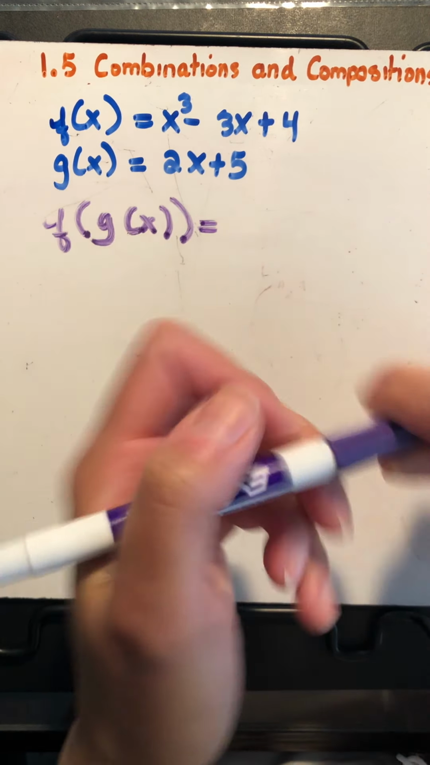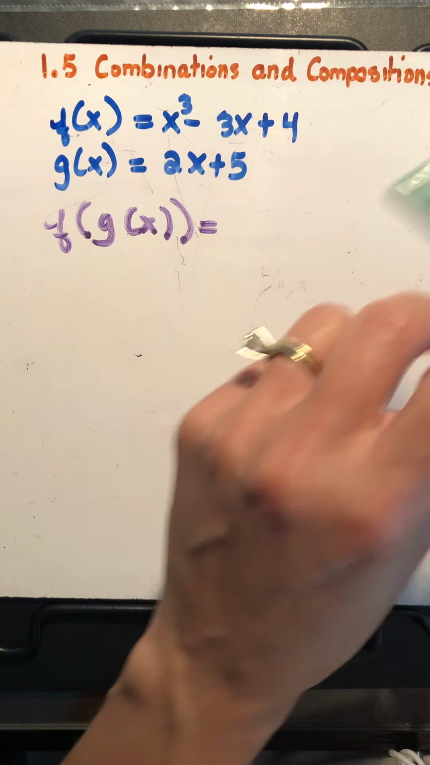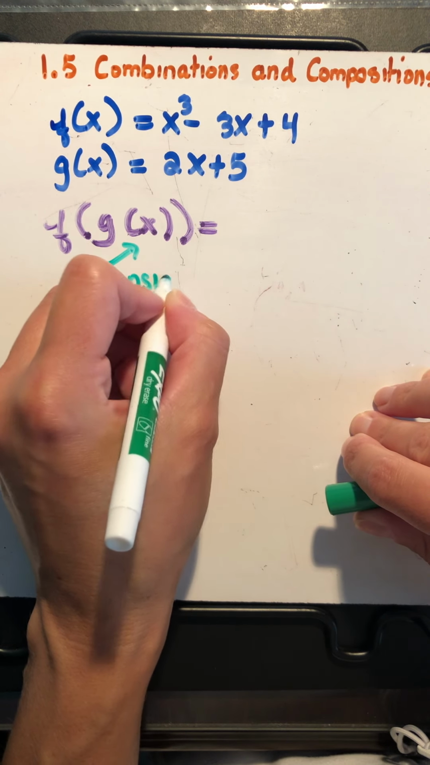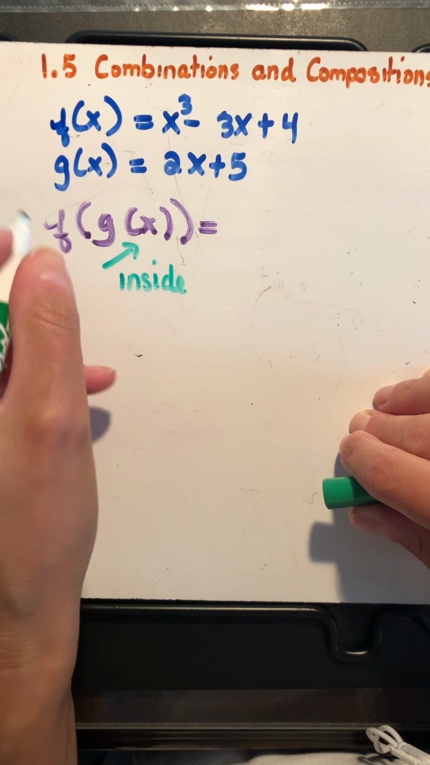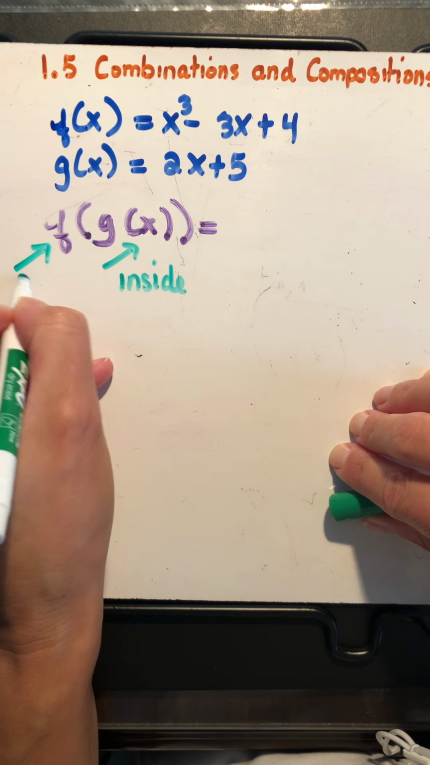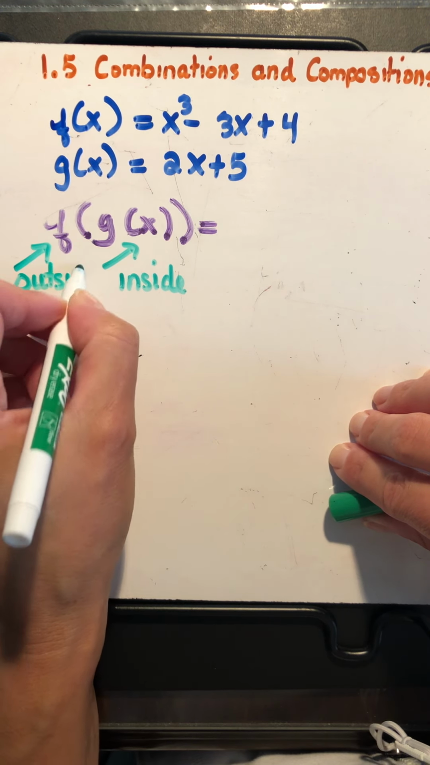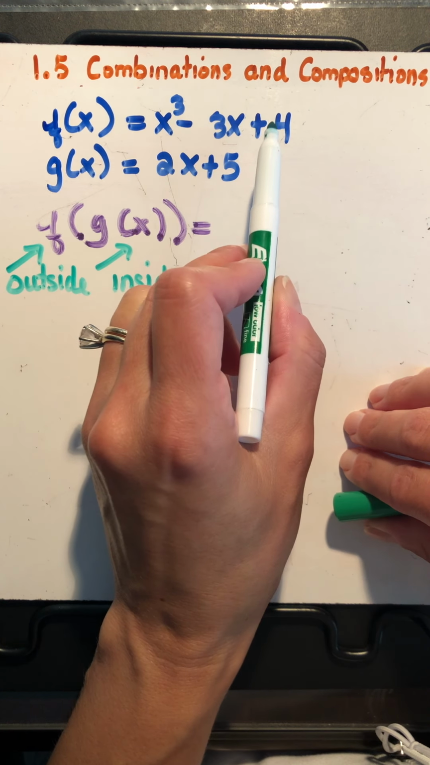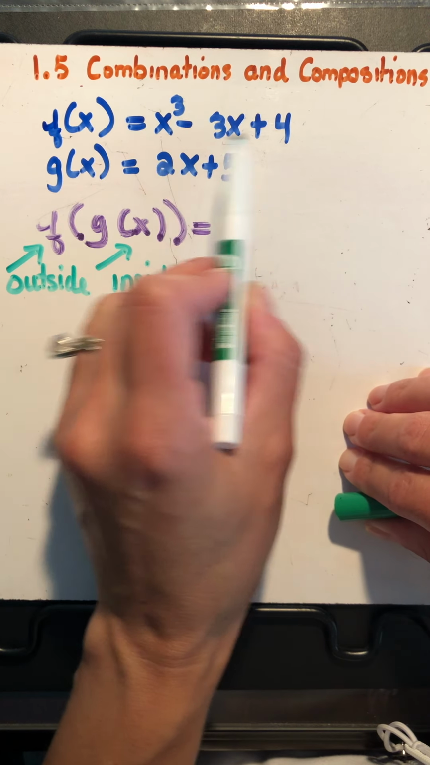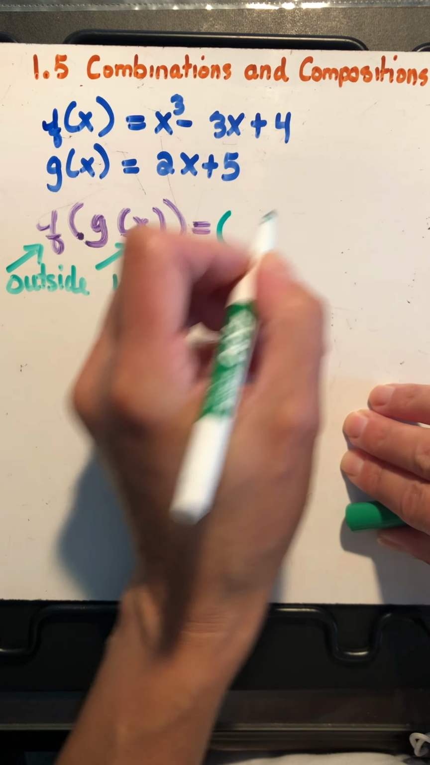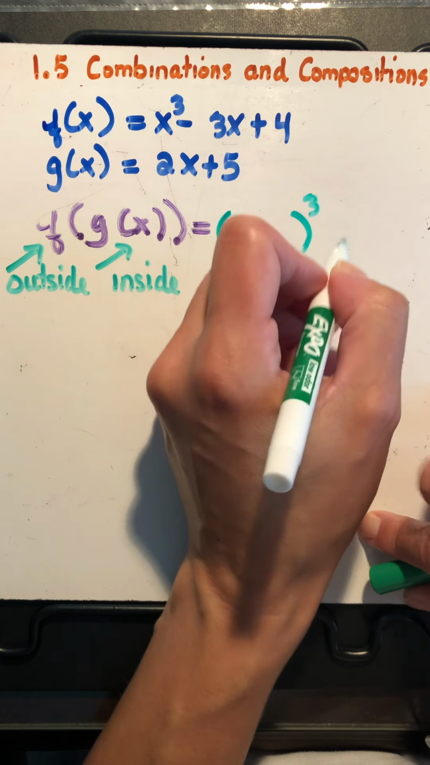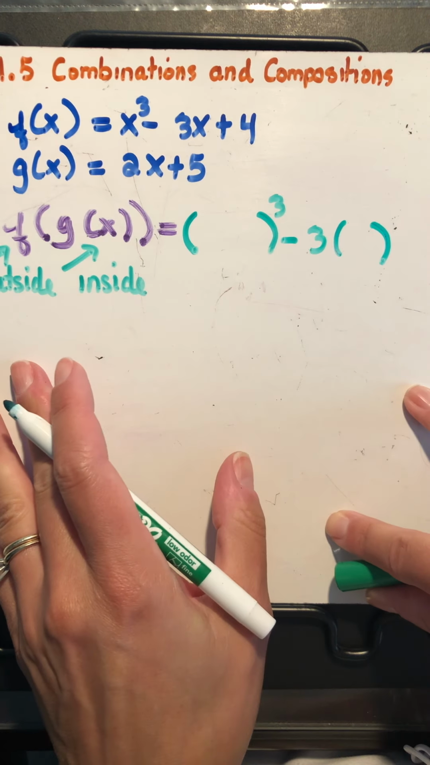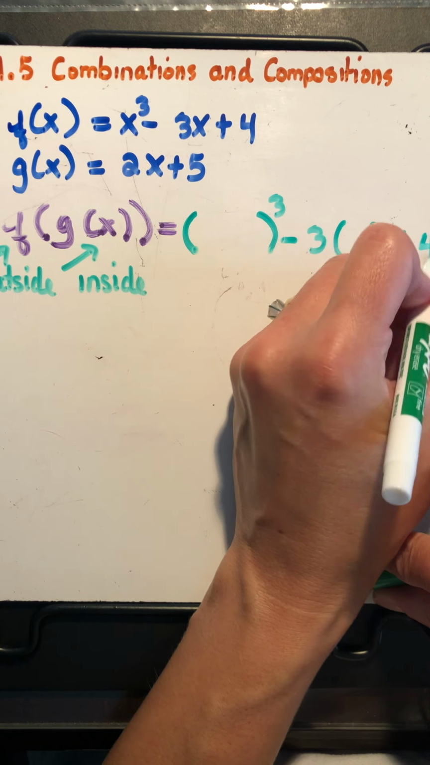So again, I'm going to ask myself, what is the inside and outside function? G of x is the inside function. And by the way, it doesn't always have to be, it's just kind of how I'm making these examples. F of x is the outside function. Okay, so to do this right, I'm going to take the outside function, I'm going to rewrite it, leaving a huge set of parentheses or space for x. So parentheses cubed minus 3 times parentheses, plus 4. All right, that's my outside function.